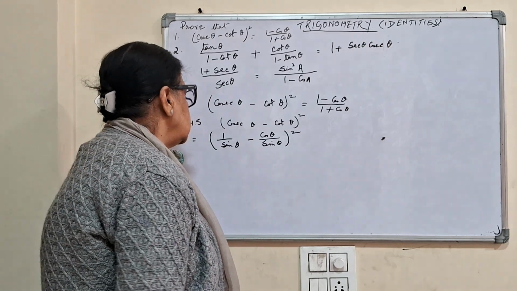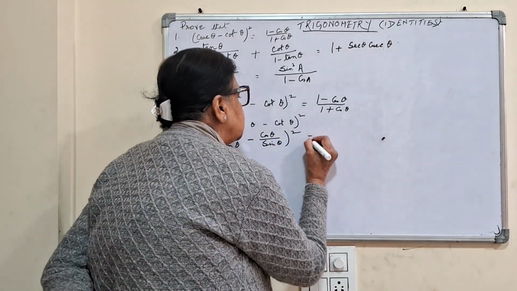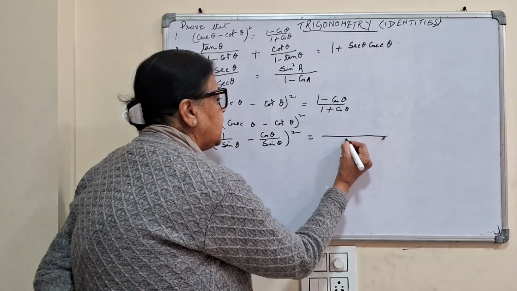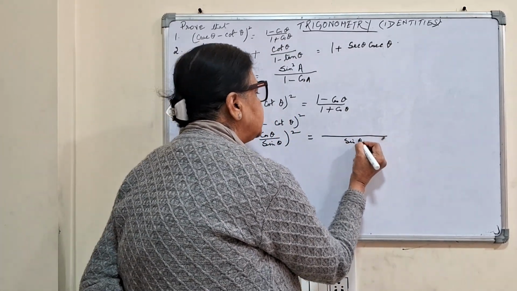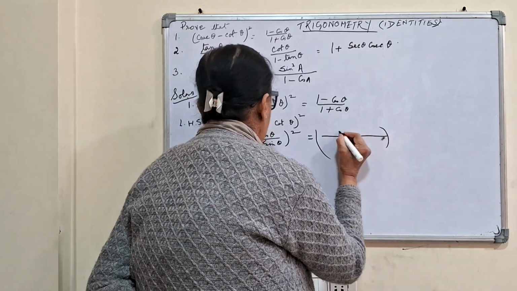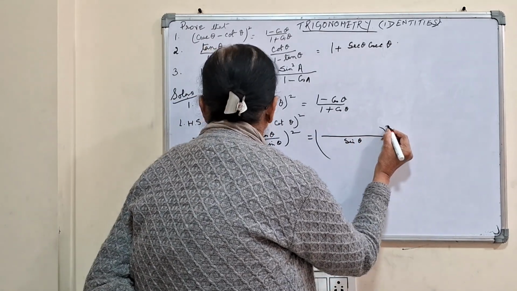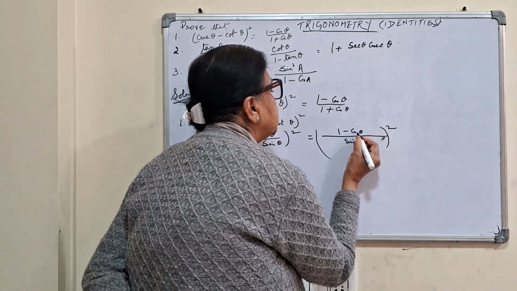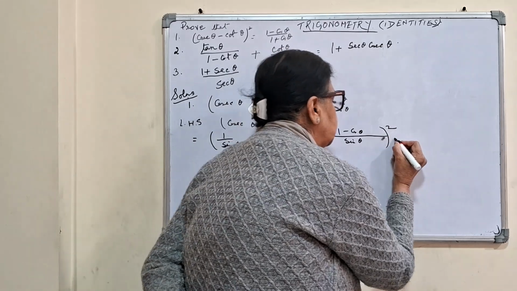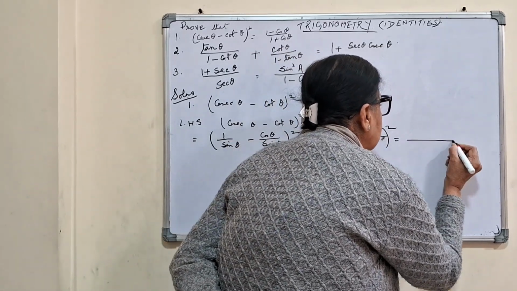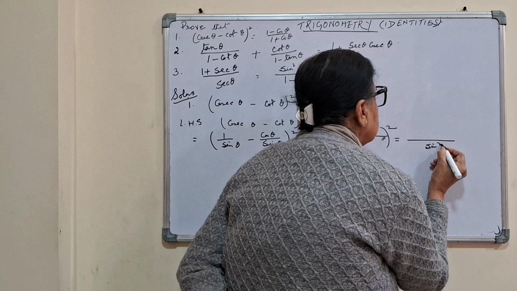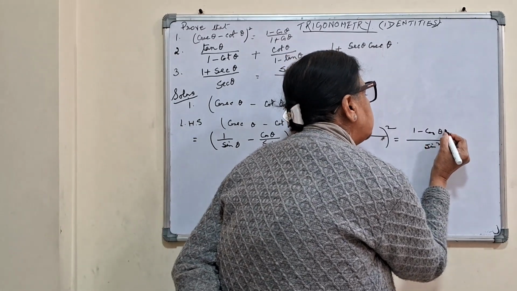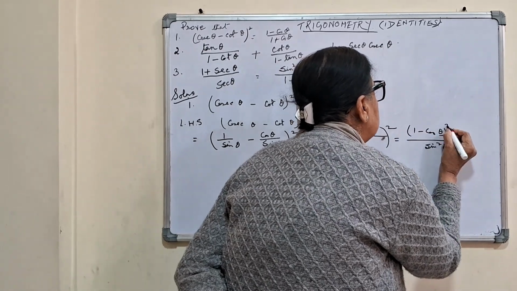Then I will switch over to this. The LCM is sine theta whole square, and 1 minus cos theta, that is equal to sine square theta upon 1 minus cos theta. I have just separated numerator and denominator.